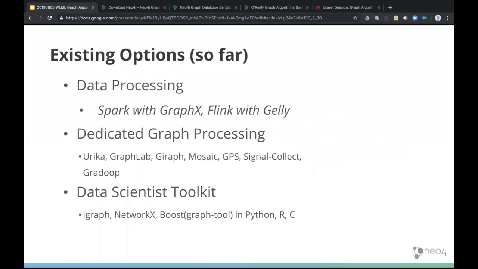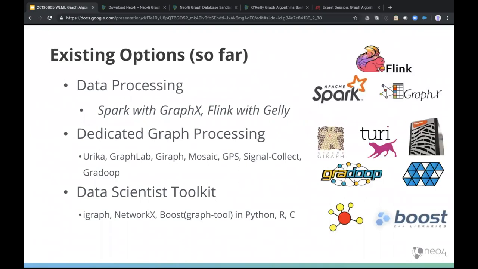So how do we do that? How do we run graph analytics, graph algorithms?